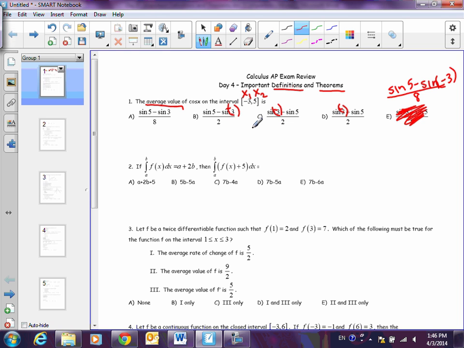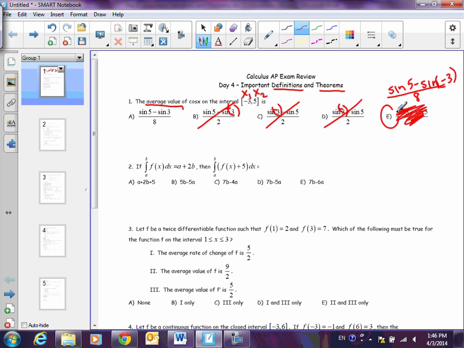Which one of these? And don't focus on the fact that this is cosine x. Don't think too hard about this. First of all, what would your denominator be? It should be the subtraction, right? So 8. So I'm going to get rid of these 3 right here. All right, which one do you think it is? A or E? Which one is like a function of 5 minus a function of -3?